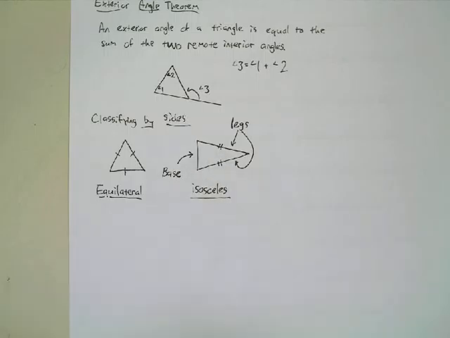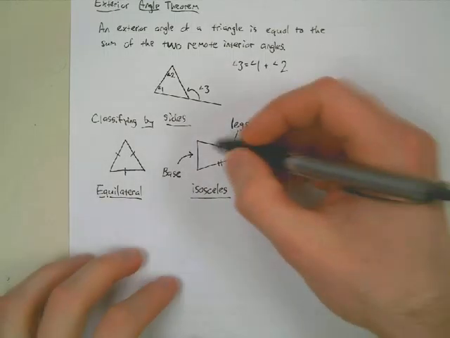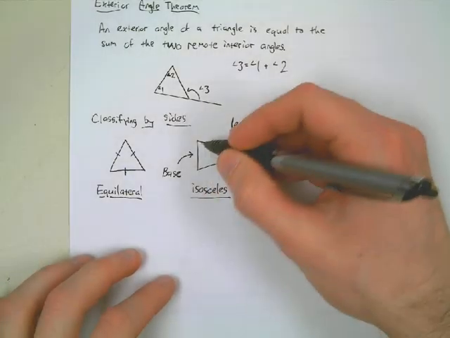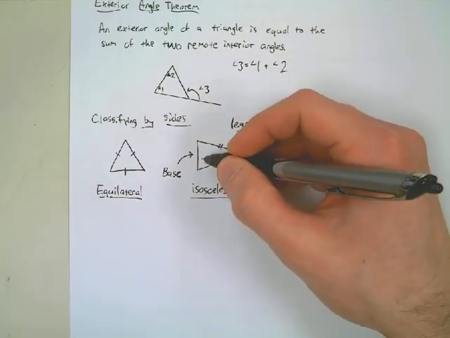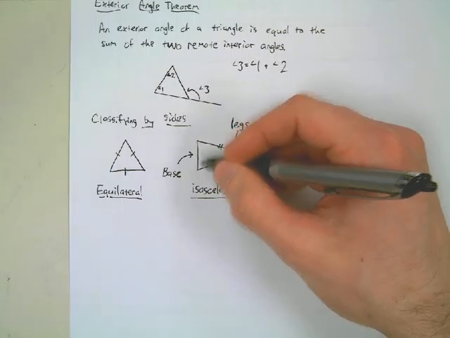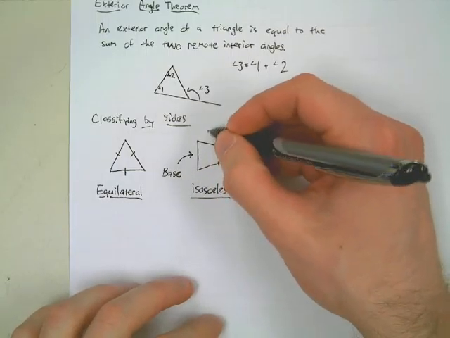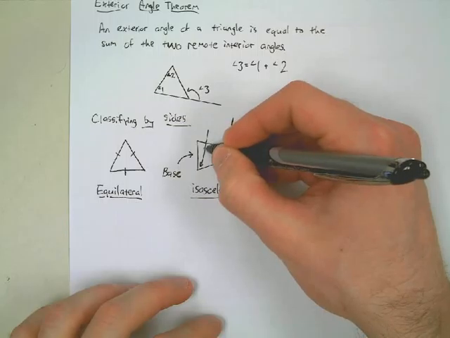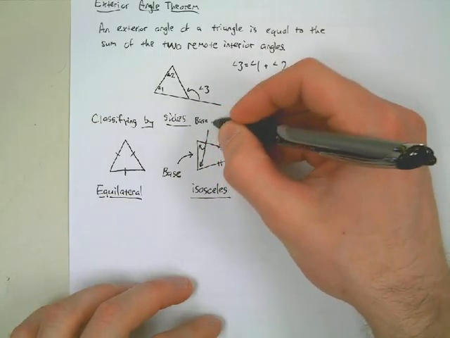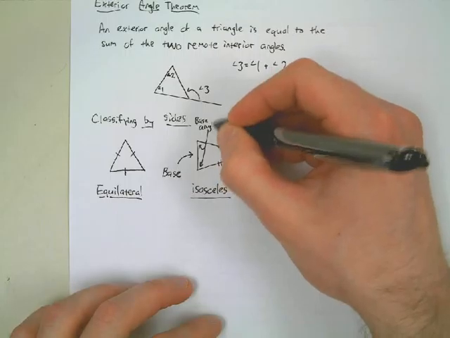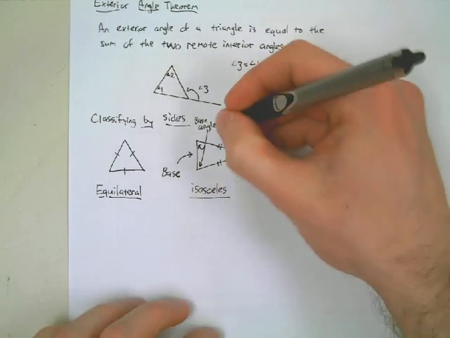Okay? In addition to that, since this is the base, the two angles that are touching that base, guess what we call those? If they're touching the base, we're going to call these the base angles. So this angle right here and this angle right here, they're base angles because they kind of touch the base. And again, you'll see why we're naming all these things here in a little bit.